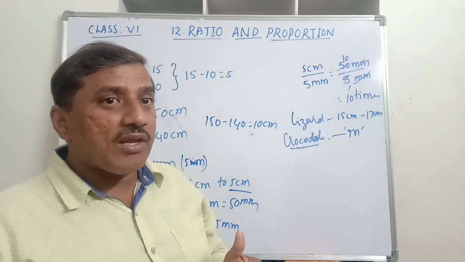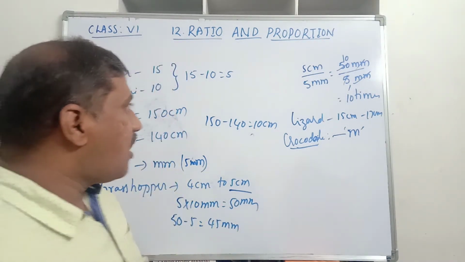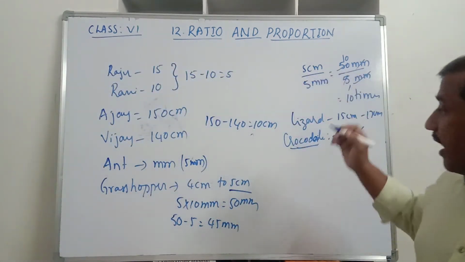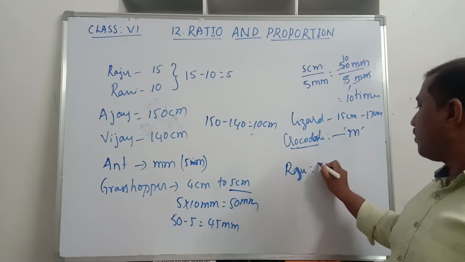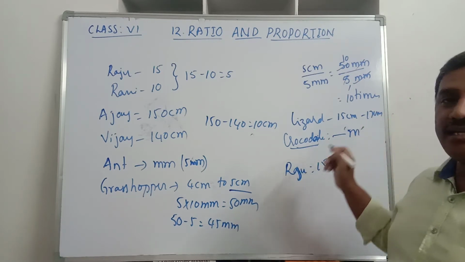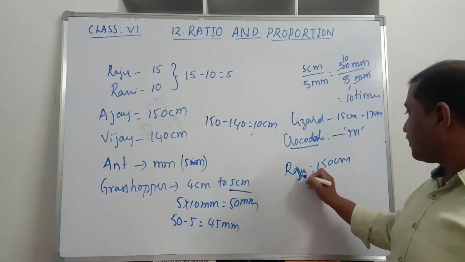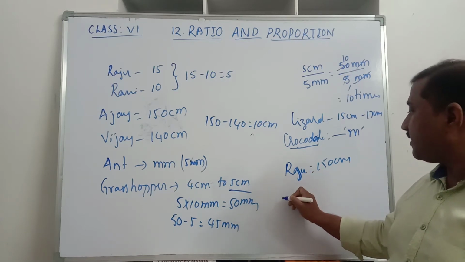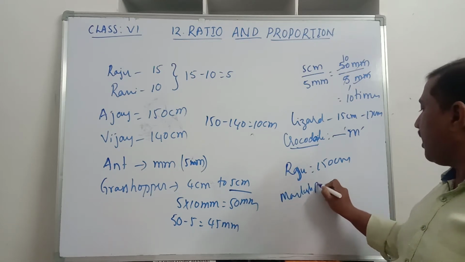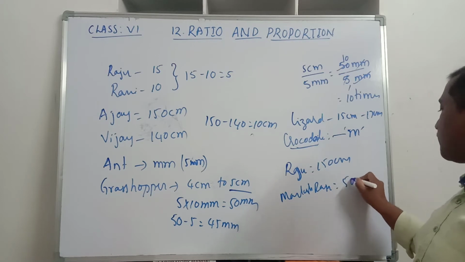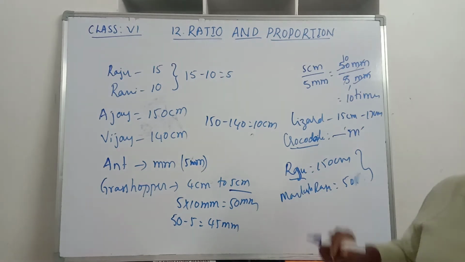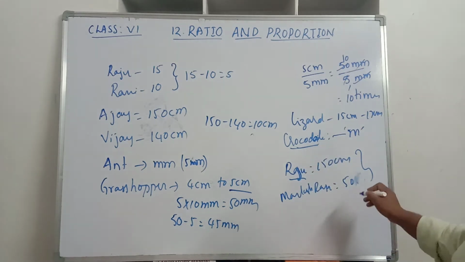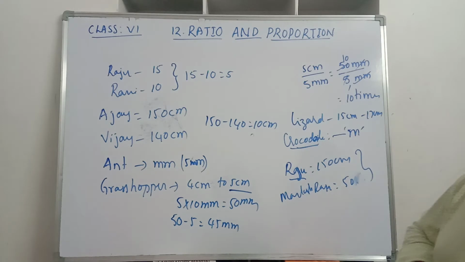Can we compare all the quantities? For example, compare the height of Razu, which is 150 centimeters, and the marks scored by Razu in a test, which is 50 marks. Can we compare these two quantities? This is Razu, height 150 centimeters, and here marks of Razu is 50 marks. Can we compare them? No, certainly.